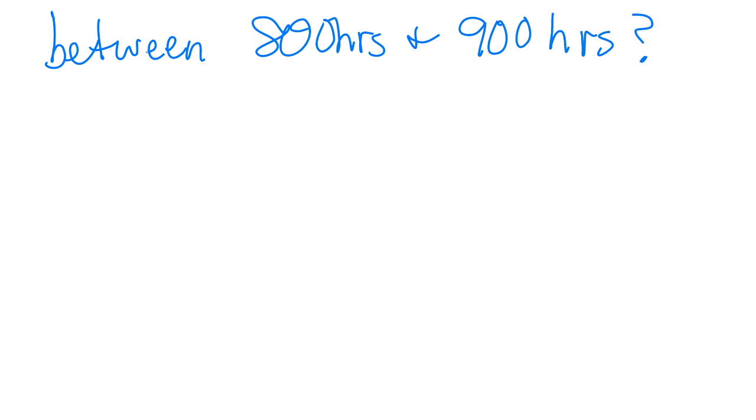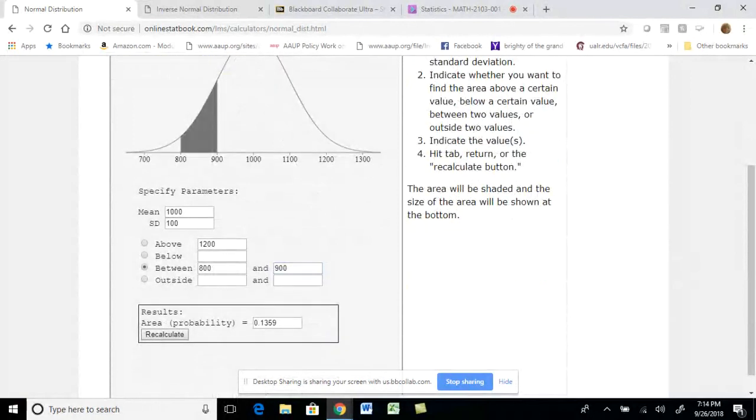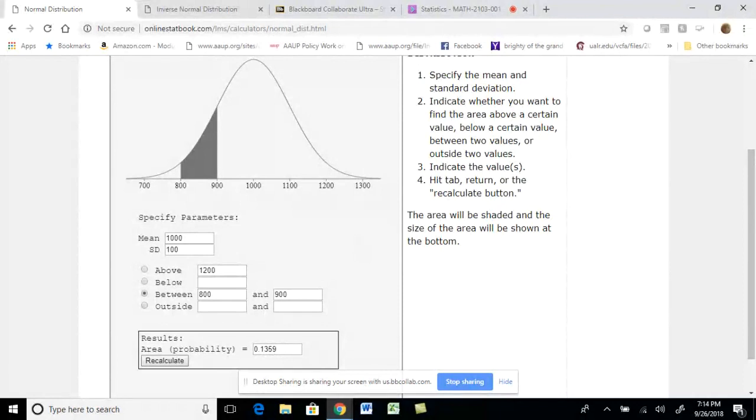Well, you just go to your calculator, and this time you just want between, and I don't have to change the mean or standard deviation. It's the same problem. I just type in between 800 and 900. And this is so much easier than the table. It's not cheating. See, and then you get a picture. The area between 800 and 900, the probability it's between those two is 13.6% or 0.136.